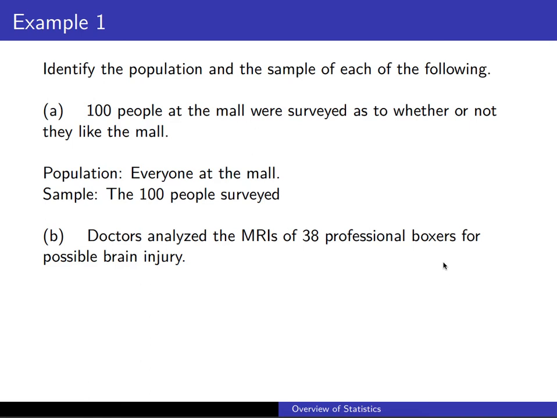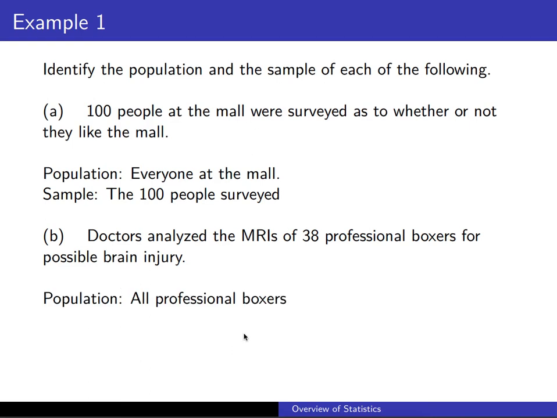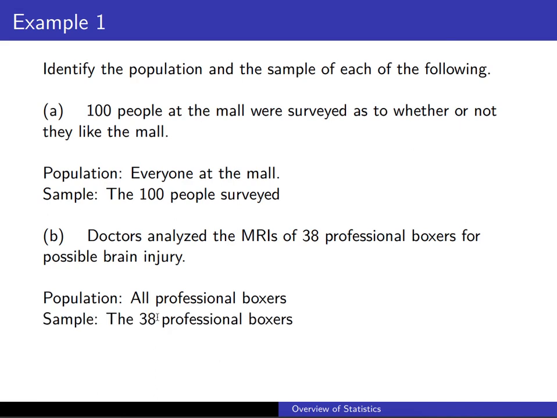Well, we're specifying that they're professional boxers, so we probably don't want pro wrestlers or football players in this study, even though there's a risk of possible brain injury in those sports as well. So our population is going to be all professional boxers because we are limiting this study to professional boxers. So we don't want to look at anyone who's still an amateur boxer or maybe somebody who plays a different sport that is also contact and at risk for possible brain injury. And then our sample would be the 38 professional boxers that we picked for this study.